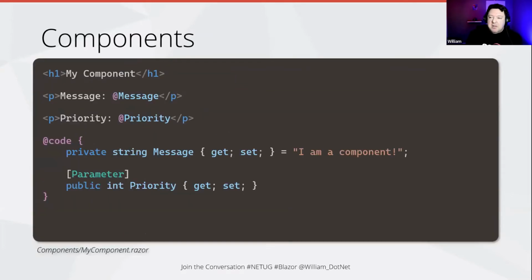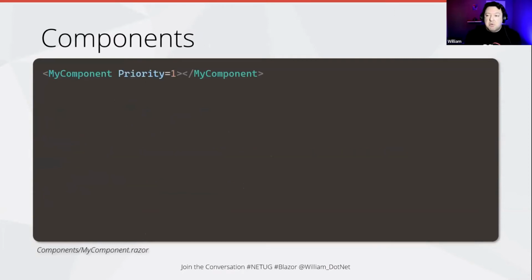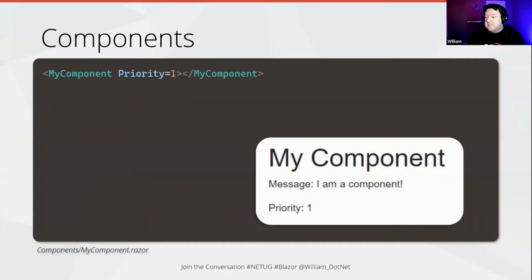So looking at a component, that's basically as simple as it gets. There's a heading, some simple data binding to a private string called message, and an input parameter called priority. So to use this component, you can notice at the bottom there it says myComponent.razor, and that's what gives this component its name. And if you want to reuse that somewhere in the application, that's how you use it. Nice and simple. Open tag, myComponent, give it a parameter value, close tag. And that's what it's going to look like on the screen if we ran this.